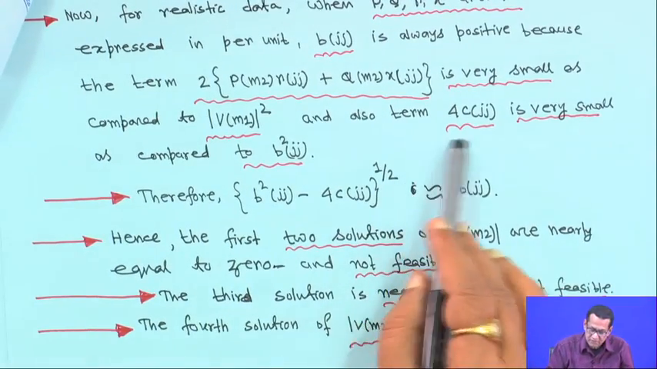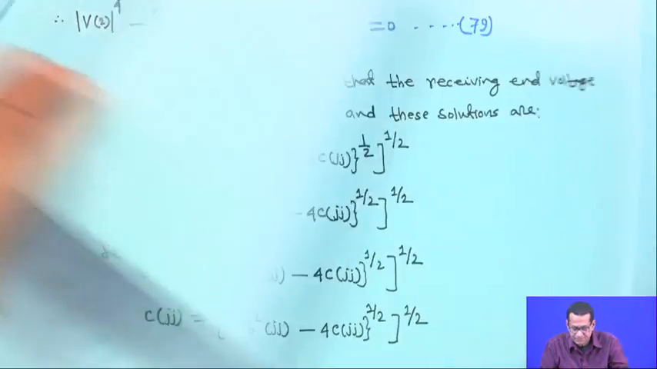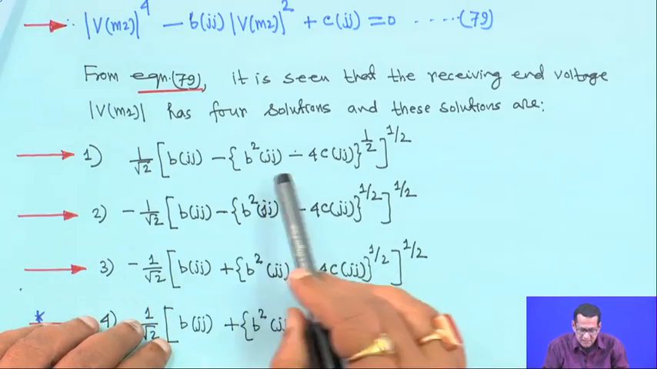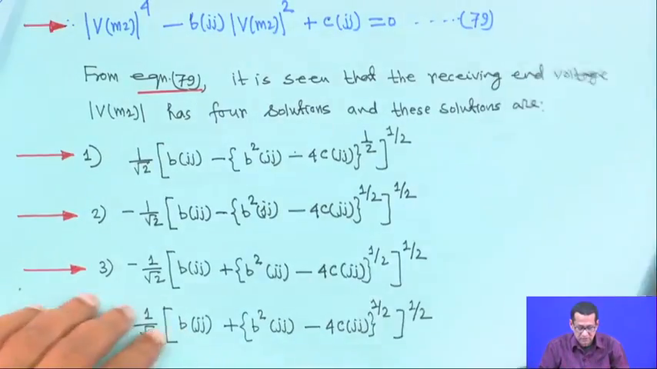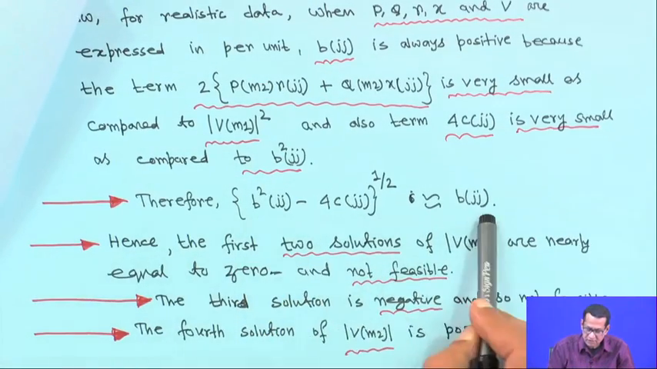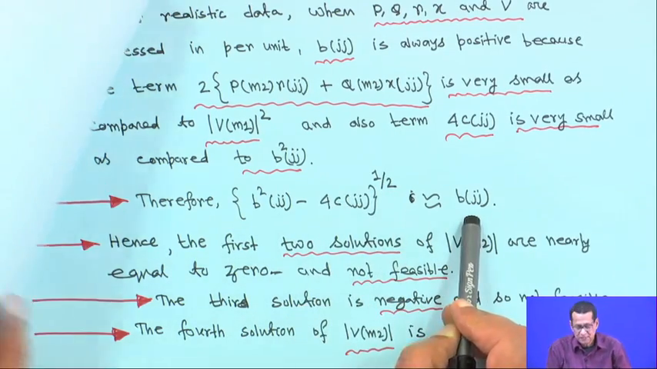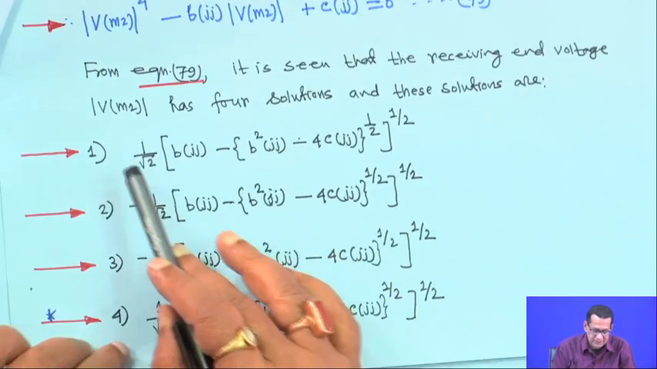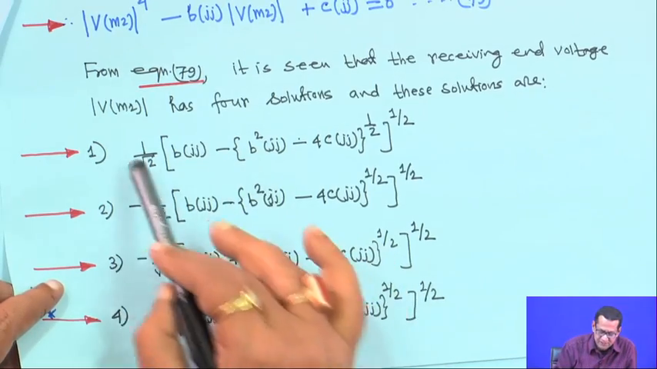Therefore, this is very small. If you compare b square jj minus 4c to the power half, this term b square jj minus 4c is there everywhere. So, b square jj minus 4c to the power half is approximately equal to bjj, right, because the 4c term is very small and is neglected. So if this term is bjj, then the first and second solutions will be approximately 0, right. Although the minus sign is there and they are infeasible, still the first 1 and 2 are becoming 0.